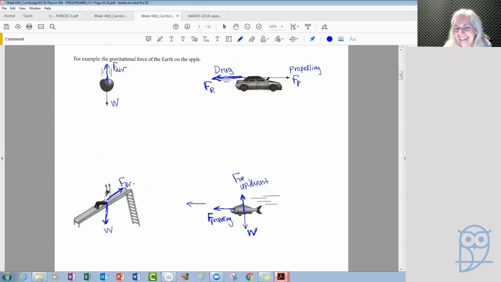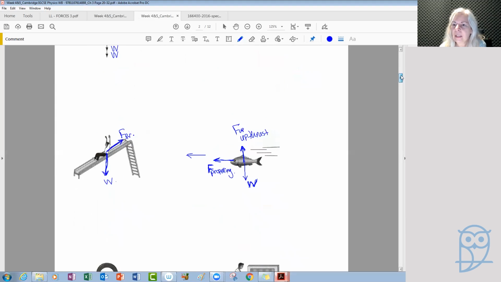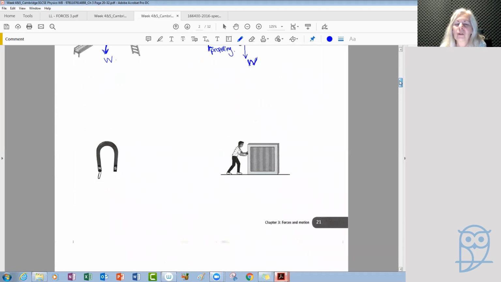Actually, I don't want to confuse you, but the propelling force on the car, you might be surprised to know that it's actually exerted by the road on the car. So if you are not aware of that, please don't be confused. When the time comes, you will understand why it's the road that exerts the propelling force.